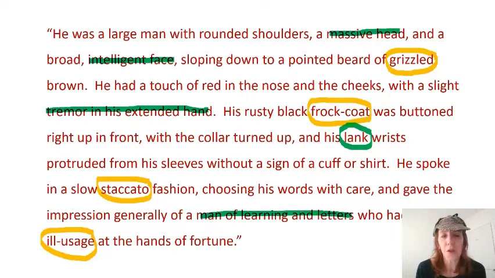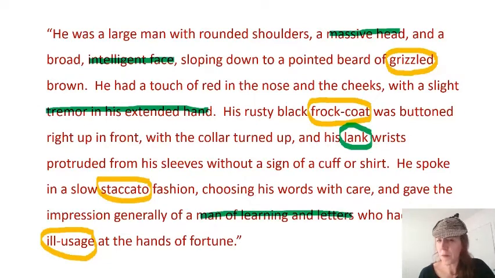He spoke in a slow staccato fashion. This again highlights the fact he's worried and trembling. Staccato we'll look at a little bit more in a bit. He's choosing his words with care. So he's thinking carefully about what he's got to say. He's not just blurting anything out. Now, who has ill usage at the hands of fortune? Now, the hands of fortune, those often describe the good things that happen to us. But he has had ill usage at the hands of fortune.